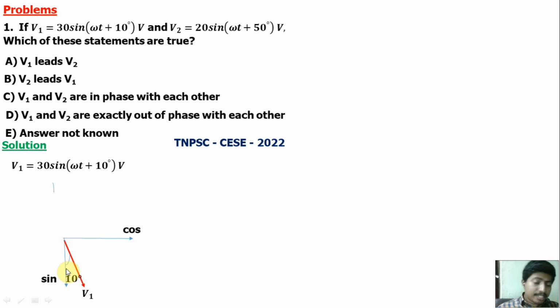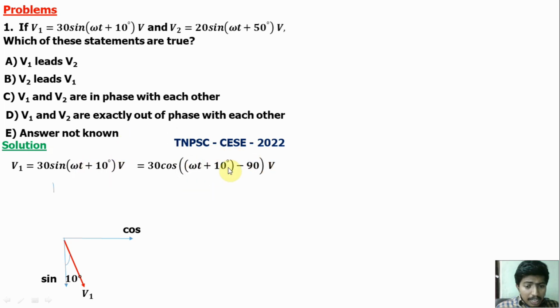Or in other words, we can write, we know that cos of theta minus 90 is equal to sin theta. We have to convert this sin into cos. Cos of theta minus 90 is equal to sin theta. You will get this.